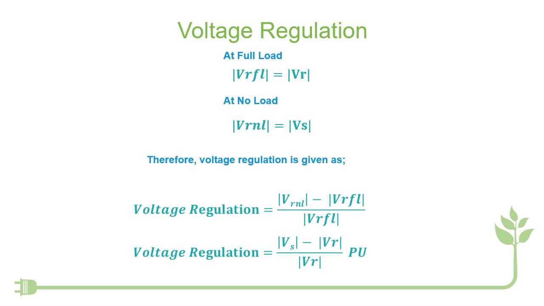Voltage or line regulation depends on the power factor. If the line has a leading power factor, then the receiving end voltage is greater. And for a lagging power factor, the sending end voltage is greater.